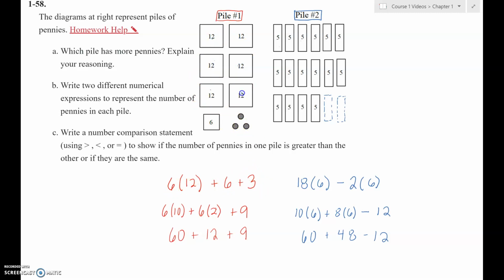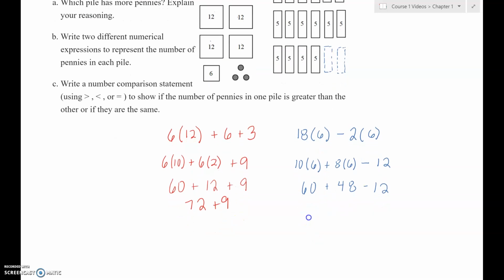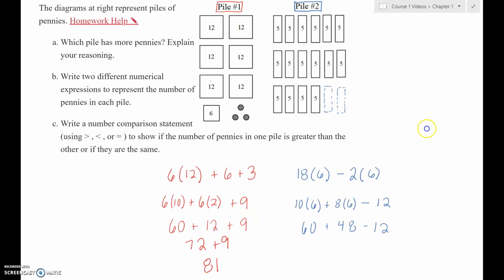So I saw that there were 6 piles of 12. Let's get my red pen. 6 piles of 12, that's multiplication there. 6 times 12, plus a 6 plus a 3. And I said, well, instead of doing 6 times 12, I could do 6 times 10, and then 6 times 2. So that's 6 12 times. And then plus 9. So 60 plus 12 plus 9. So that is 72 plus 9, and 72 plus 9 is 81. So 81 pennies for pile 1.